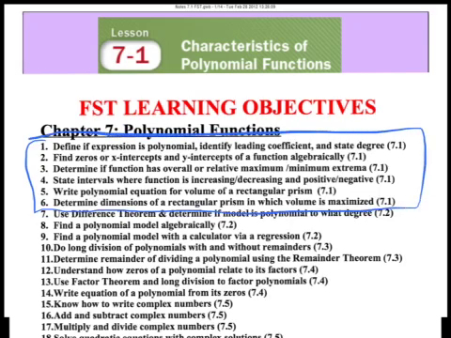So first objective, define if an expression is a polynomial, identify the leading coefficient and state the degree. 2, find the zeros or x-intercepts, and then find the y-intercepts of a function algebraically. 3, determine if a function has an overall relative maximum or minimum. 4, state intervals where the function is increasing or decreasing and positive or negative. And 5, write a polynomial equation for volume of a rectangular prism. And then 6, determine dimensions of a rectangular prism when the volume is maximized.